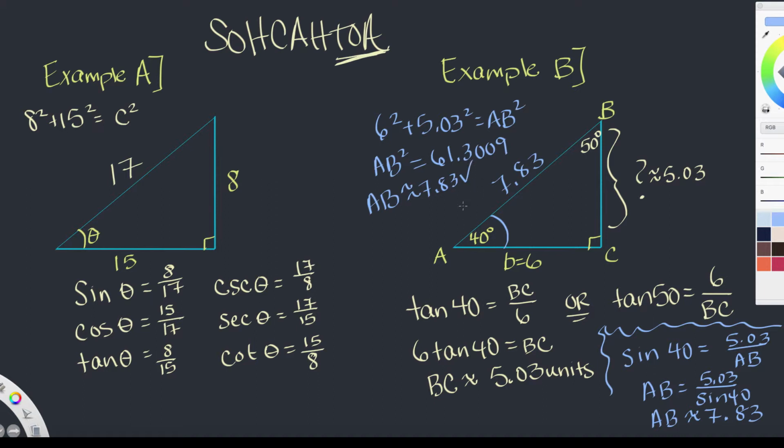So either way, the Pythagorean theorem or the trig ratios are a fine way to solve this right triangle here. But chances are you're going to need to use trig to get at least one of the sides, because usually you'll only be given one side and then information about the angles.